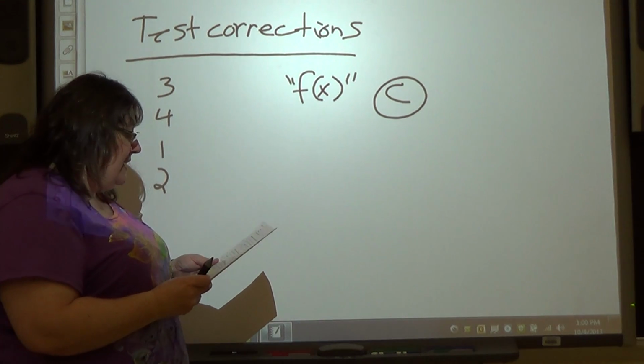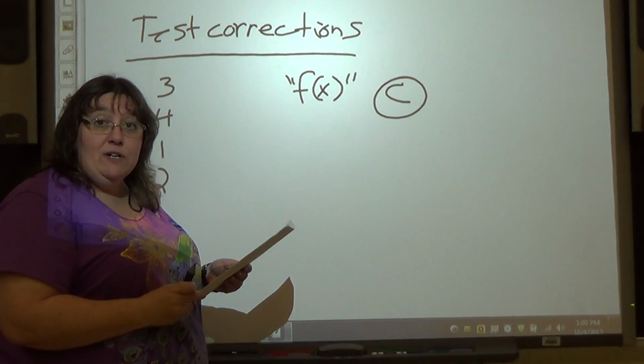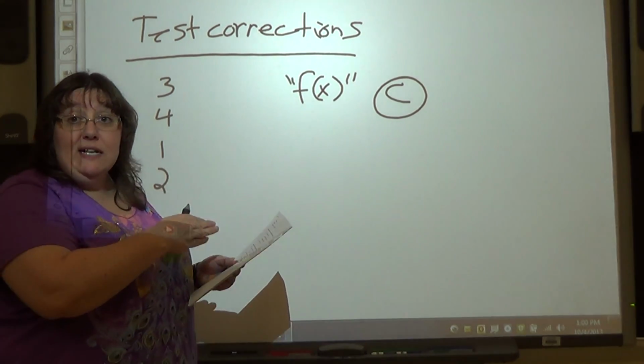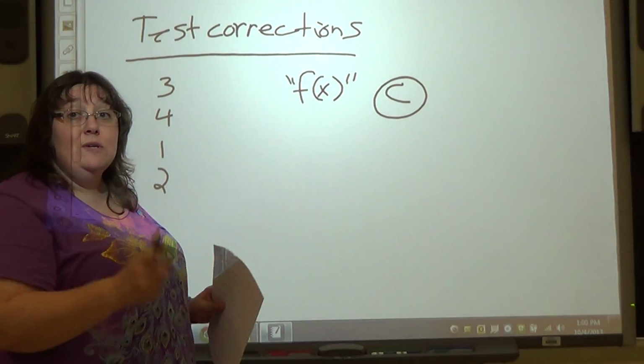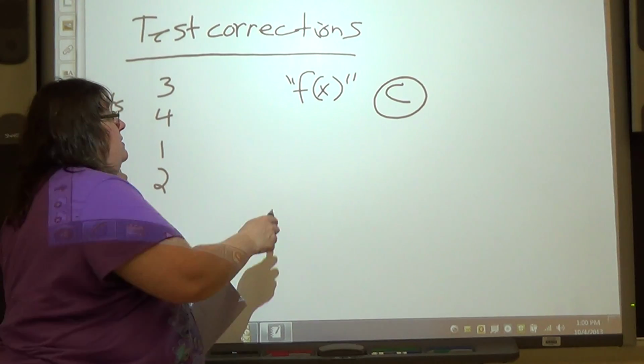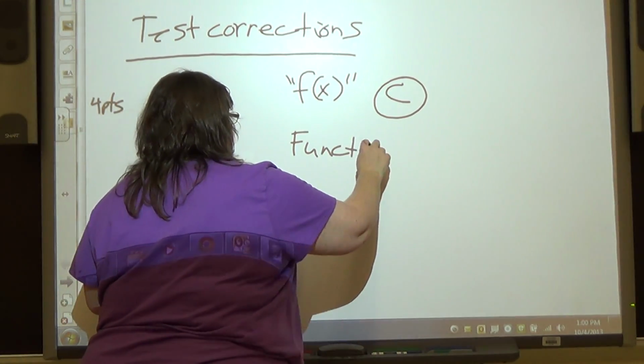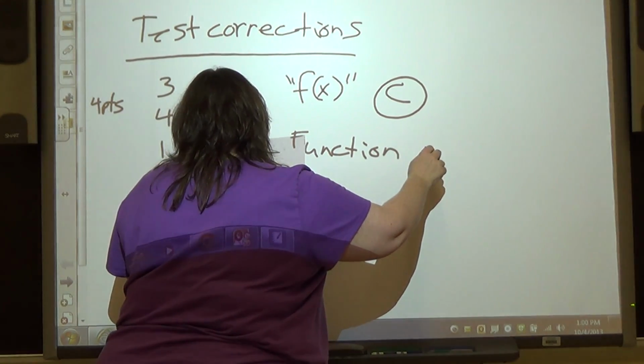Okay? The next one, is this relation a function? You have 1, 1, 2, 2, 3, 3, 4, 4. Your x values do not repeat, so yes, this is a function. And that would be A.